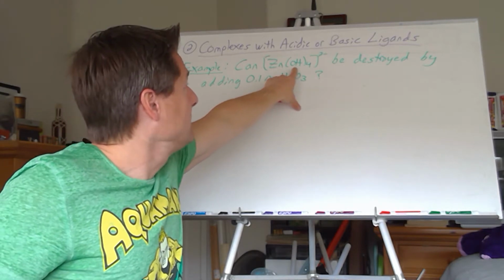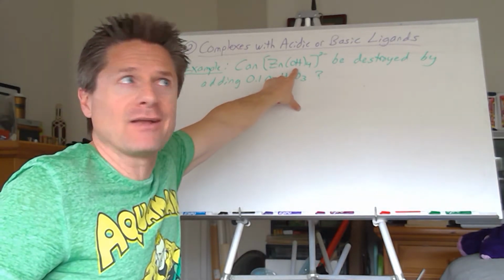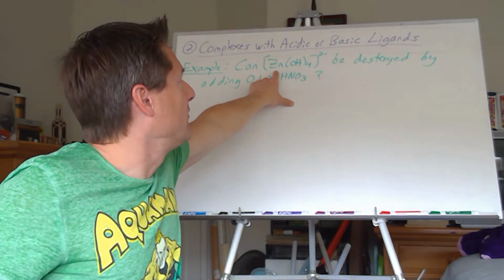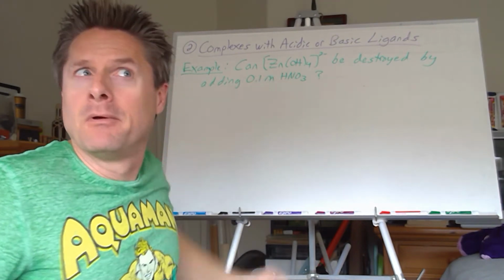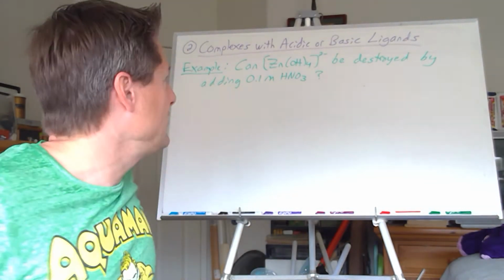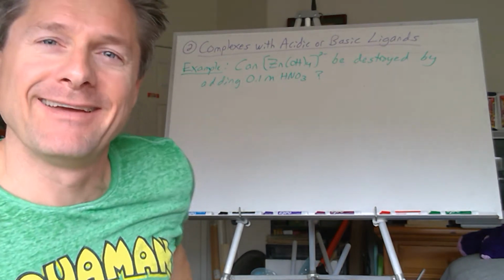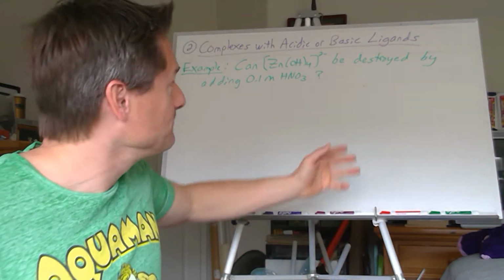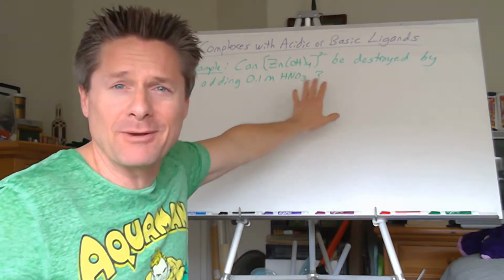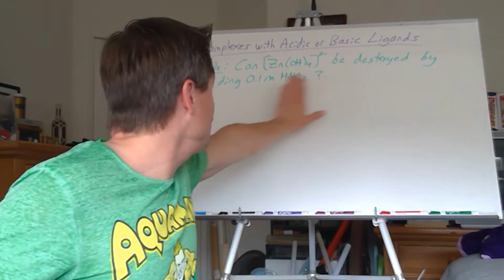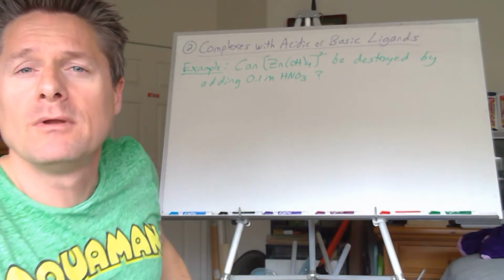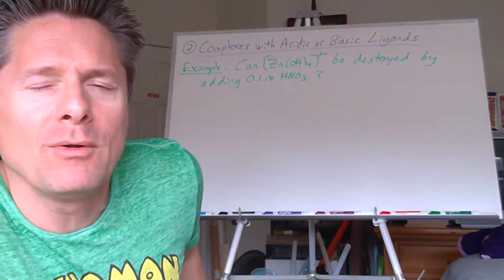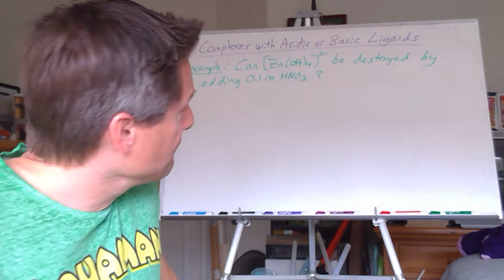What's that? The tetrahydroxo zincate. Zincate 2-, something like that, ion. I think so, right? It's an anion, so we got to go to the zincate. Can that complex ion, regardless of its weird name, be destroyed by adding 0.1 molar nitric acid? So the 0.1 molar isn't too critical in this scenario.